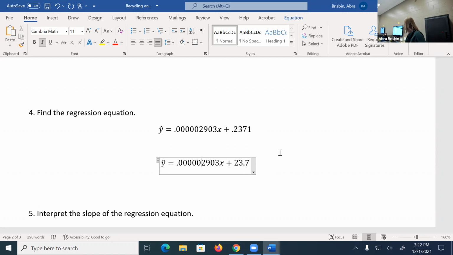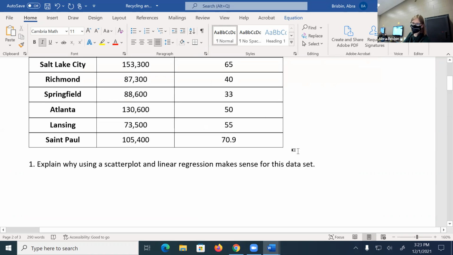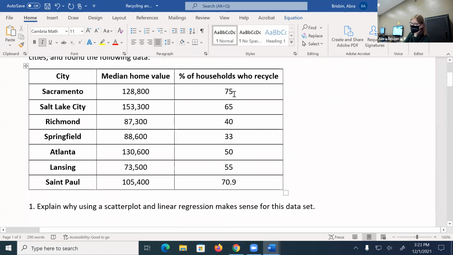And Brady, what was your slope that went with the 23? 2.9036 times 10 to the negative 4. Times 10 to the negative 4, so 3 zeros we got here. Awesome. So what is the difference between these two equations? Brady, what were your units for the percentage of households who recycle? Like, how did you enter those numbers in? I think we put them in as just whole numbers, not percentages.